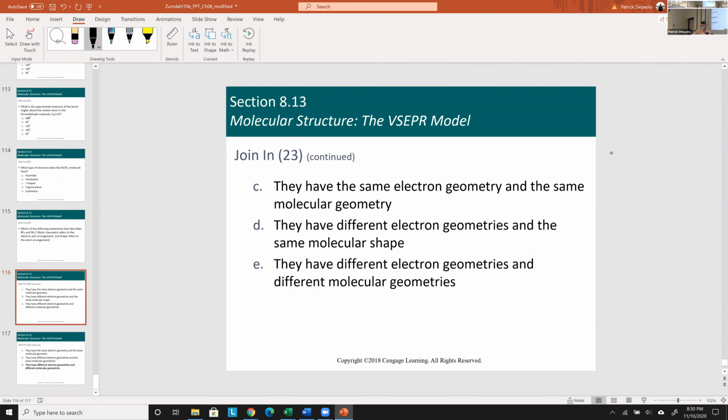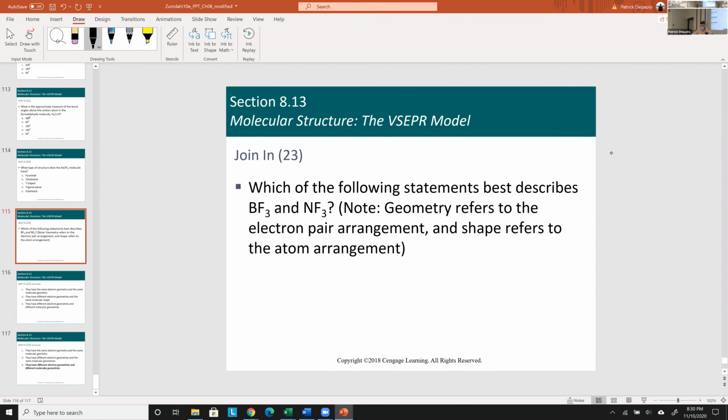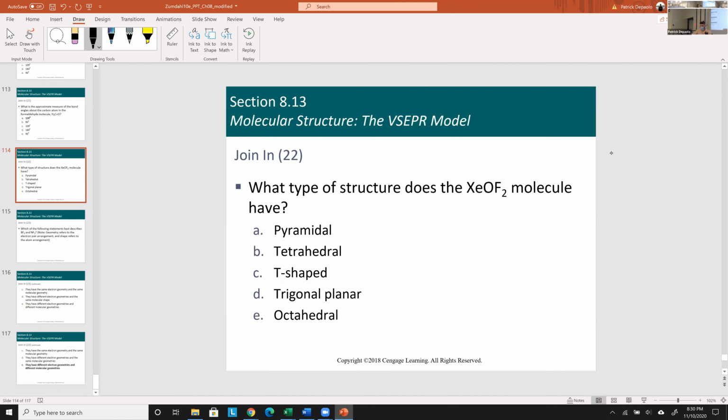We'll do one more. Well, we just kind of saw the answer, whatever. So here, I'll do this. What type of structure does the XeOF2 molecule have? So that's weird. Which one's going to be in the middle? What do you think?